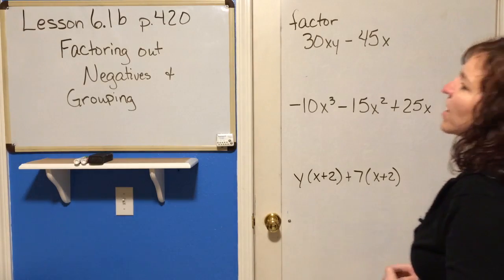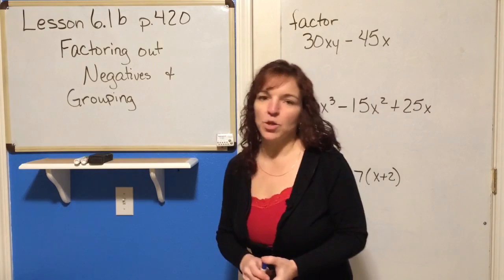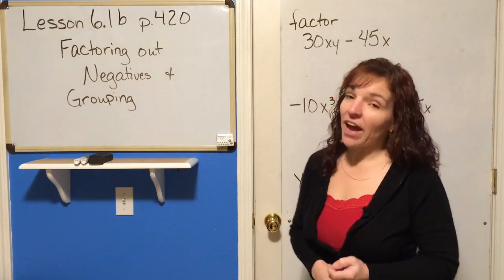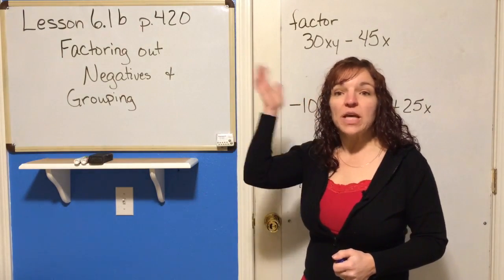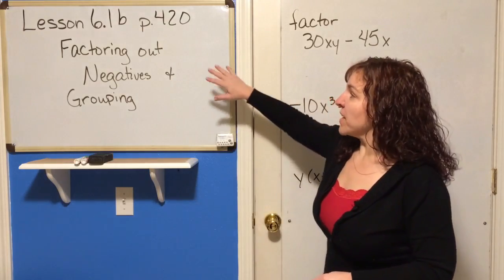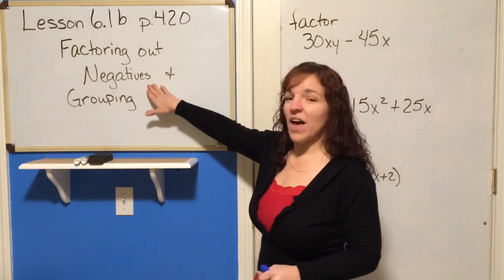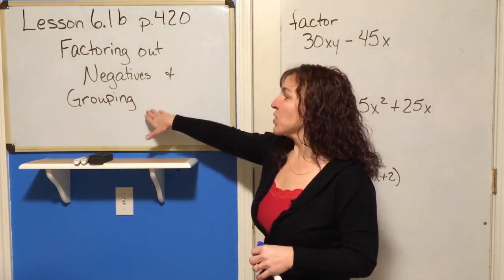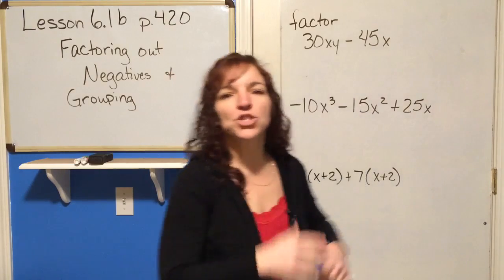Last half of the first section in chapter 6. Oh my word, we're going to do more factoring. We factored some in the last section. Today we're going to factor out numbers that have negatives, and then we're also going to factor by grouping. All right, so let's just jump right into it.